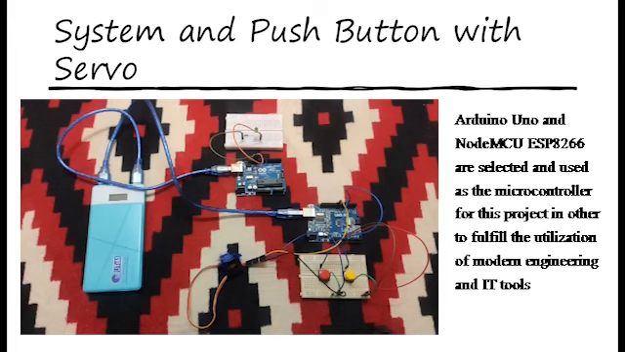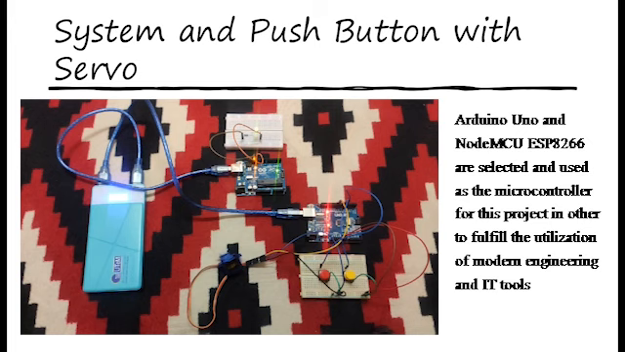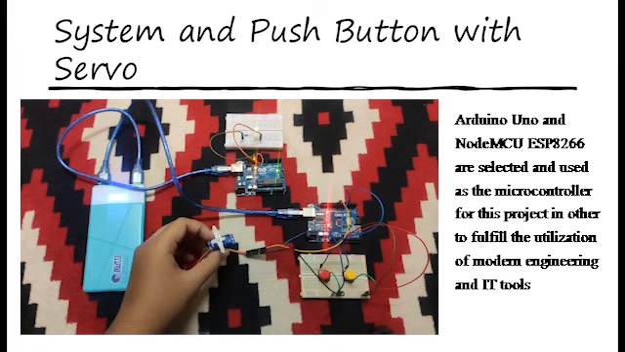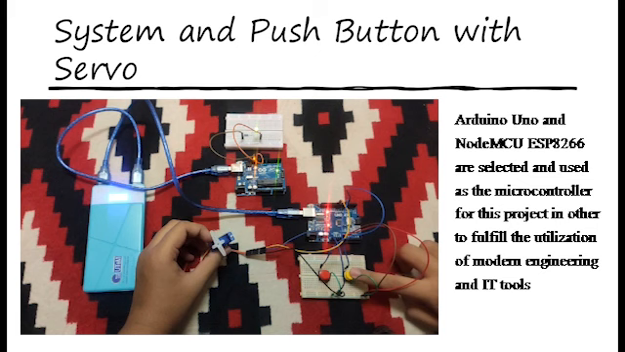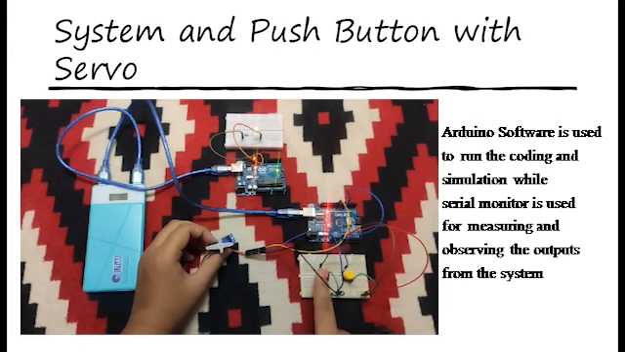Okay, so now we want to see how the system works. If the system has a supply, the LED will be blinking to indicate that the system has a supply. The yellow button is push button 1, while the red button is push button 2. If we push push button 1, the servo motor will rotate 180 degrees clockwise to open the pet feeder. While if we push push button 2, which is the red one, it will rotate 180 degrees anti-clockwise to its initial position in order to close the pet feeder.